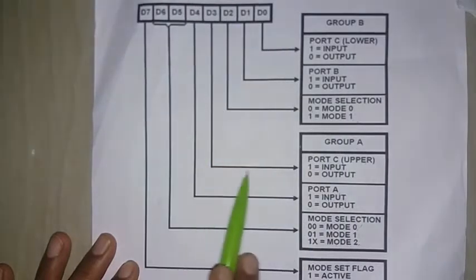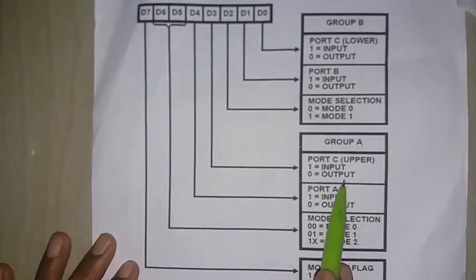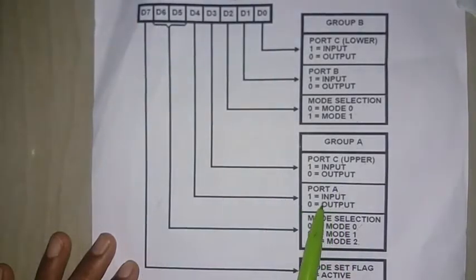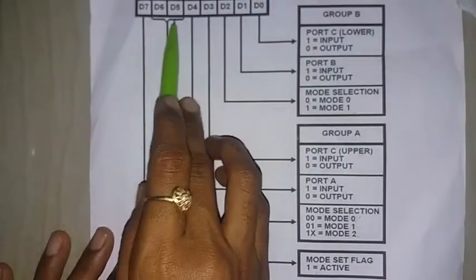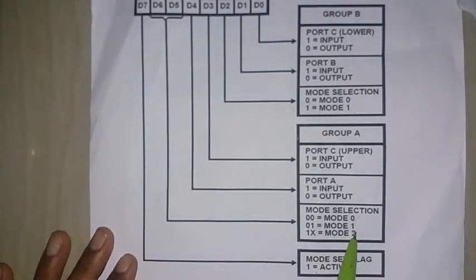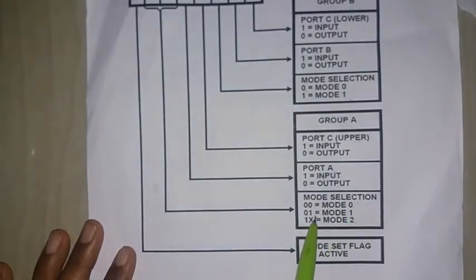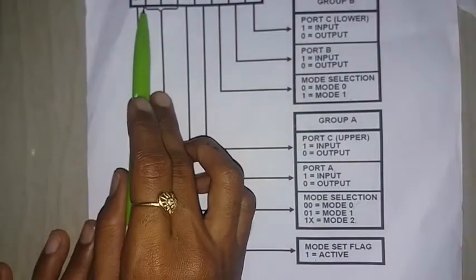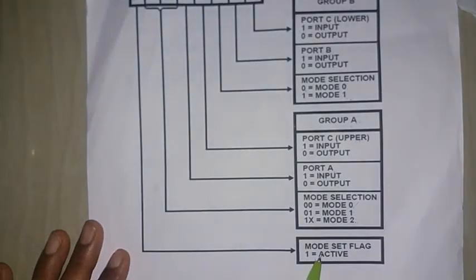And the next bit is used for port C upper. 1 is for input, 0 for output. And the next bit is used for port A. And mode selection can be selected by using 2 bits as it contains 3 modes. If you place 0, 0, mode 0 will be activated. 0, 1, mode 1 will be selected. If you place 1, 0 or 1, 1, mode 2 will be selected. And the last bit, MSB bit position for I/O mode is 1. For BSR mode, its value is 0.